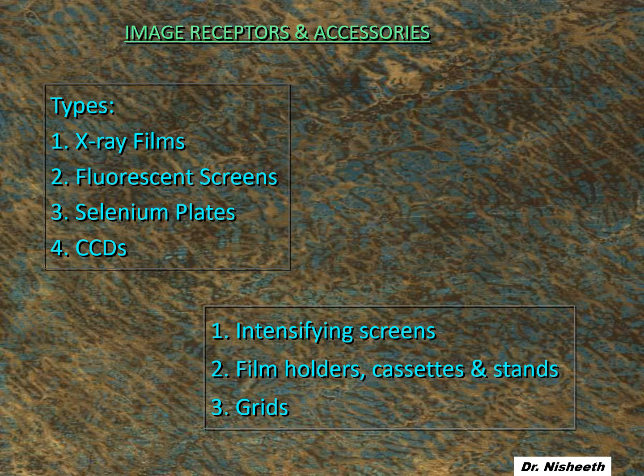The intensifying screen emits two types of light, sometimes blue light, sometimes green light. So your film has to be either blue sensitive or green sensitive. For a blue intensifying screen, we have to keep the blue sensitive film. For a green intensifying screen, we have to keep the green sensitive film. Then the next device is grids.